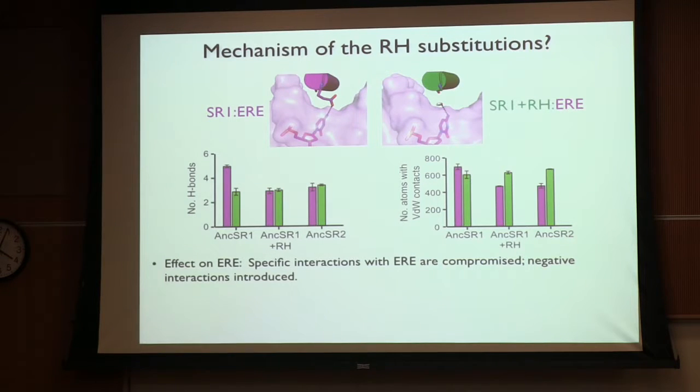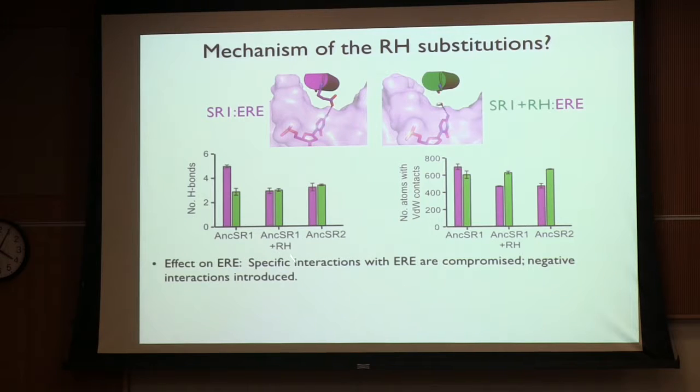So how do they work? Well, we looked at the crystal structures, and Dave Anderson also in the lab used those crystal structures as a starting point for molecular dynamics simulations to understand how they affect molecular interactions. And so first we can ask, how did these substitutions reduce affinity for the ERE? Well, there are two phenomena we need to look at. First is that there are specific interactions with the ERE, like this hydrogen bond between the glutamate, which changes to a glycine in SR2, which are abolished. So there's a loss of specific positive interactions.